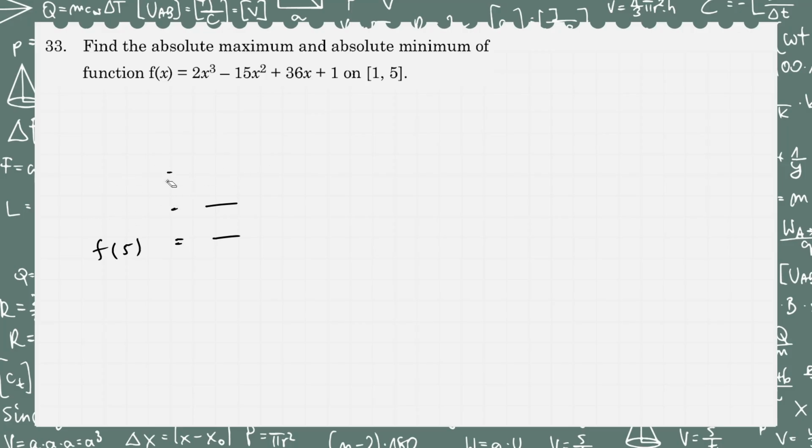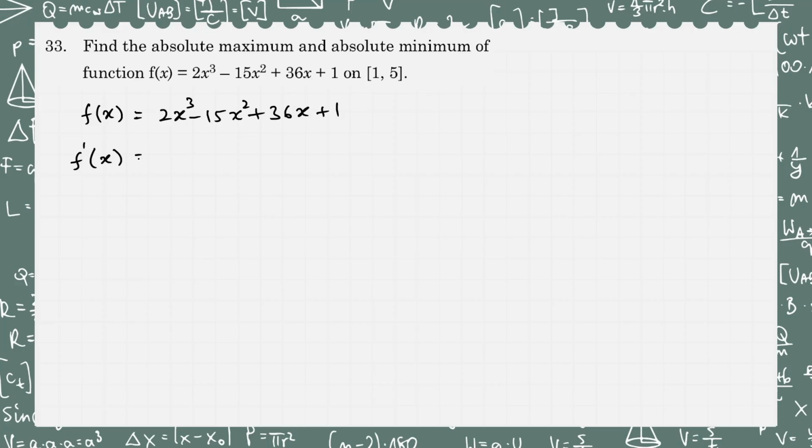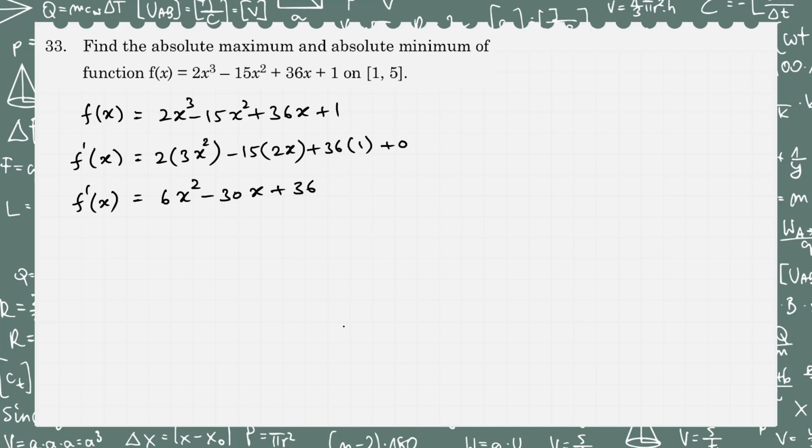So let us try to find out the critical points of the given function, for which we need to differentiate the given function. So f of x equal to 2x cube minus 15x square plus 36x plus 1. So f dash of x will be 2 into 3x square minus 15 into 2x plus 36 into 1, and 1's derivative is 0. The final value is 6x square minus 30x plus 36. That's our f dash of x, and we have to set it equal to 0. So let f dash of x equal to 0.